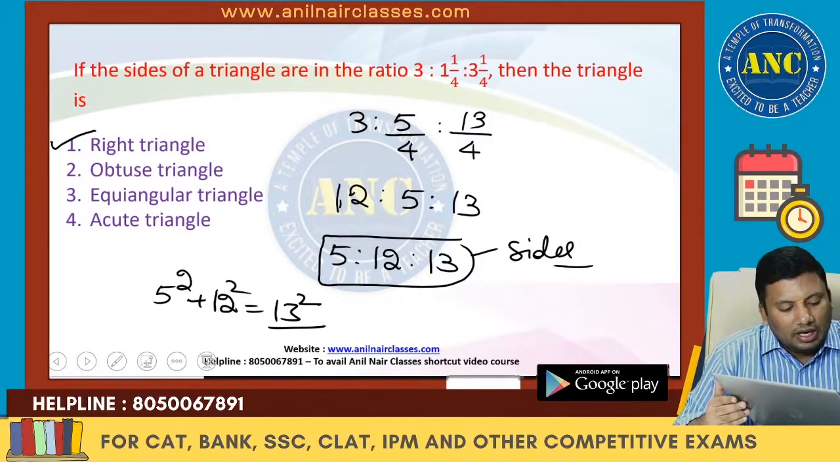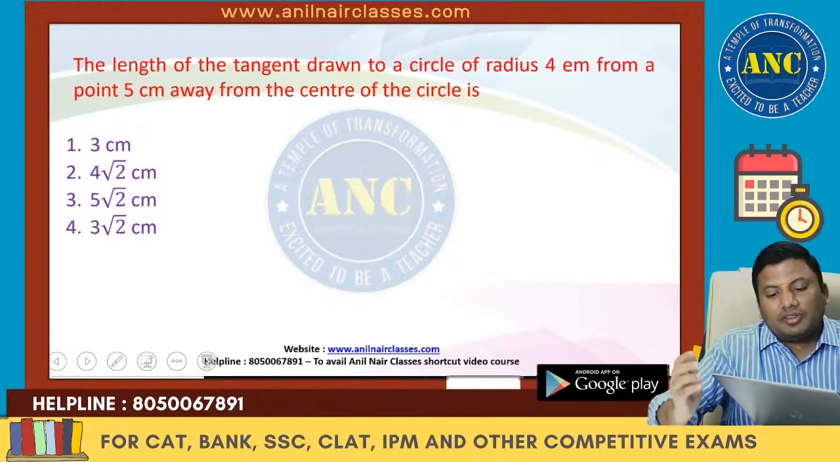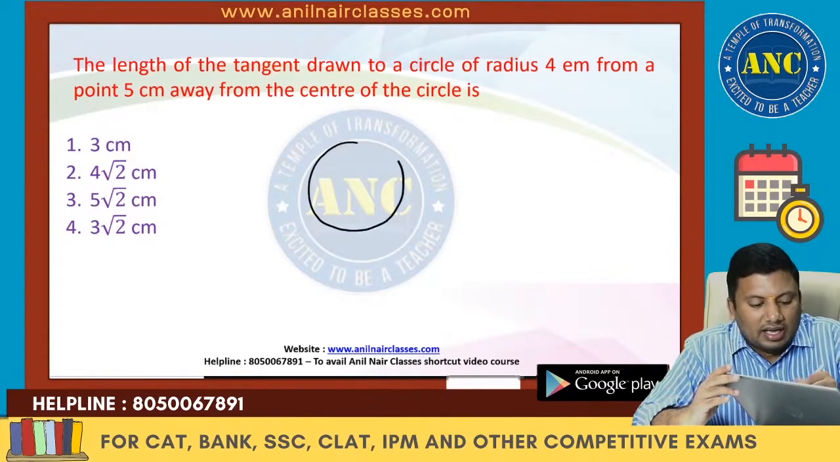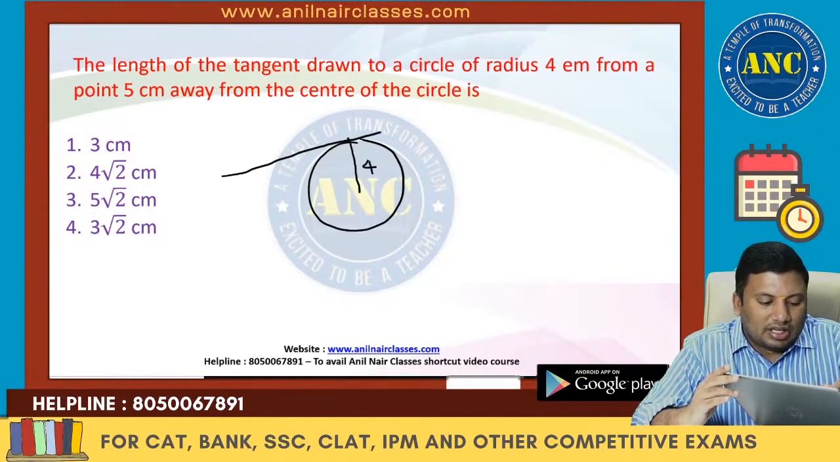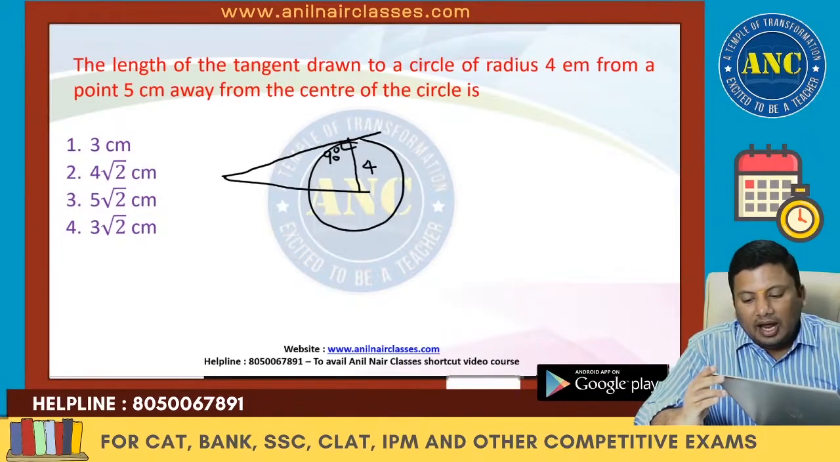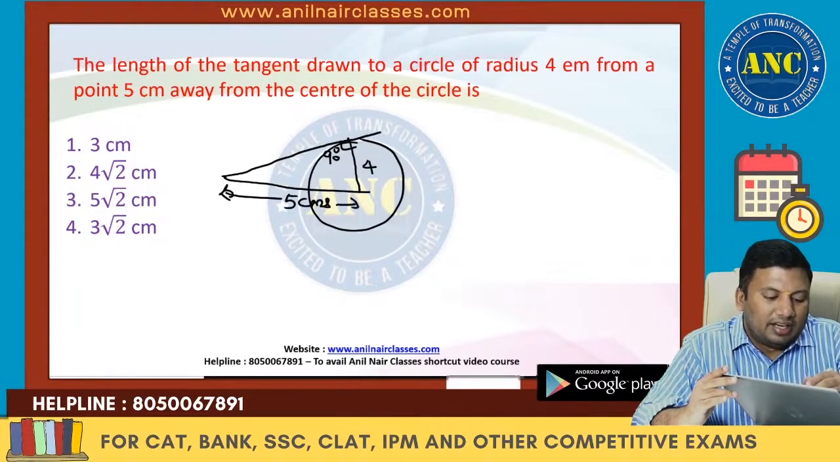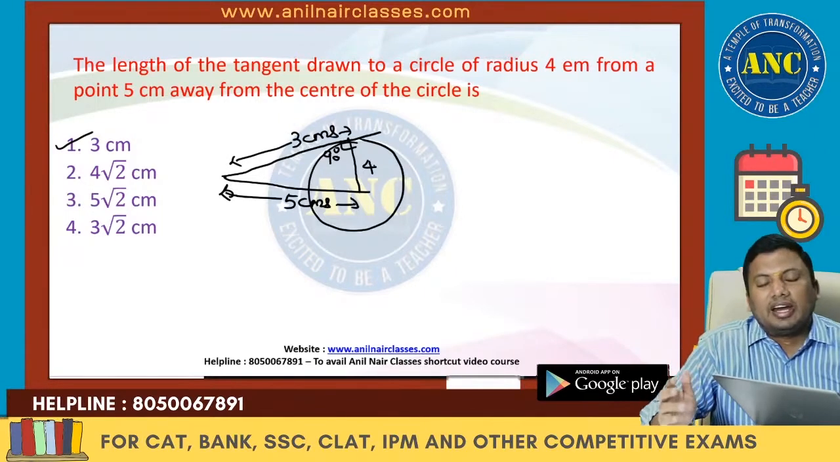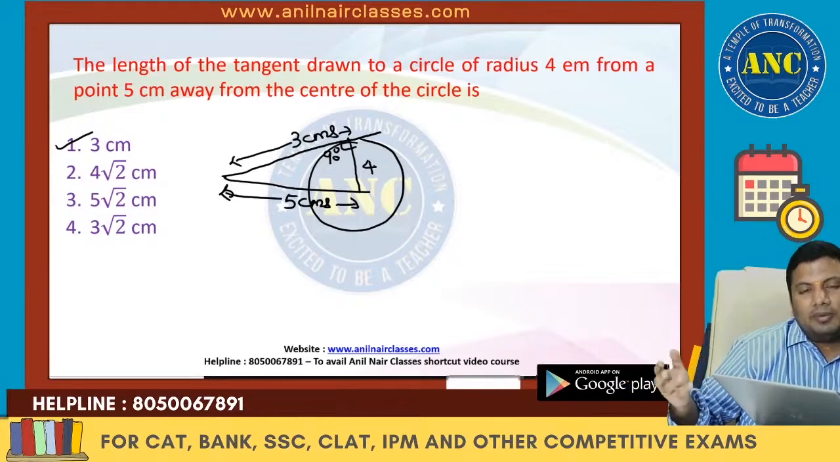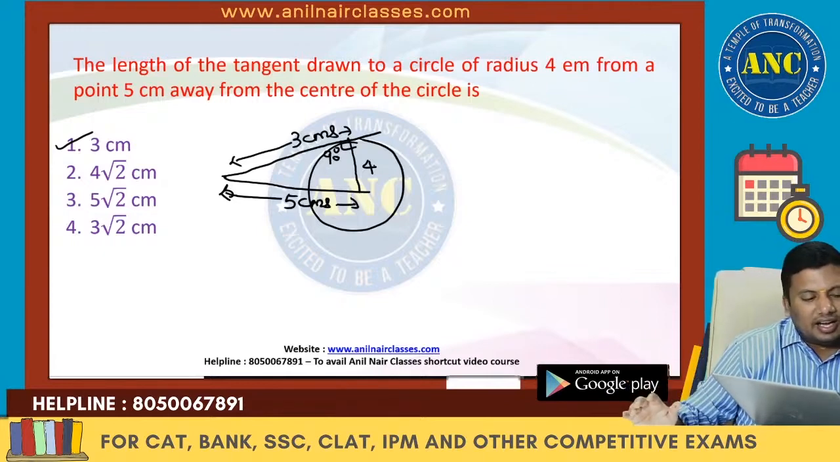Next one, the third question. The length of the tangent drawn to a circle is 4 units. A tangent always makes an angle of 90 degrees. And this tangent is 5 centimeters away from the center of the circle. So these are 5 and 4, and this point is 3 centimeters. Easy question, direct application. All these questions came in SSC, CHSL, and other examinations.